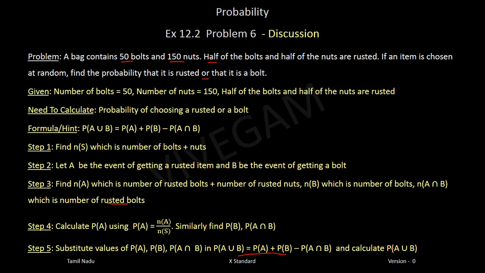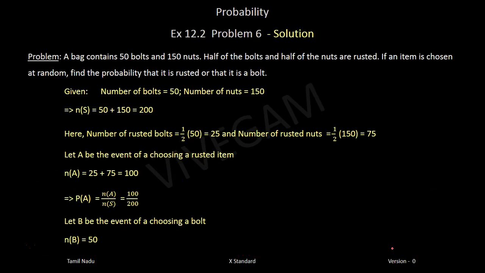Okay, so let's get going with the solution. Given number of bolts equal to 50, number of nuts equal to 150. So n of S, the total number of items, is 50 plus 150, that is 200. Now, it also says half of the bolts and nuts are rusted. So half of the bolts are rusted. So number of rusted bolts is half of 50, that is 25. Similarly, number of rusted nuts is half of 150, that is 75.